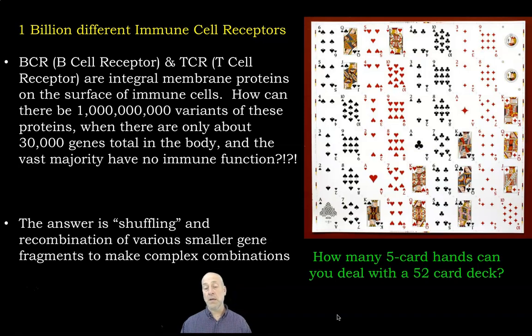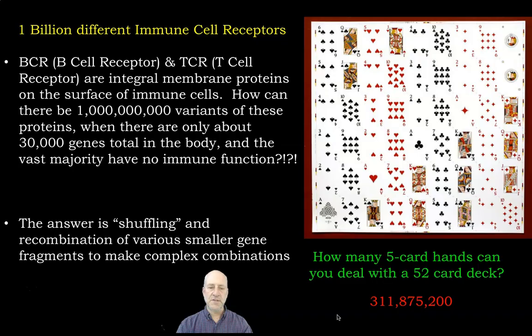So how many could you make? How many 5-card hands could I deal to you? If I dealt you a 5-card hand from a full deck, you looked at it, put it down, and I dealt you the exact same 5 cards, what would the odds of that be? Well, the answer is about 300 million. And if we go to a 6-card hand, we're way over 1 billion. Way over 1 billion. Okay? That's how many different hands you can make. So that's how you do it.